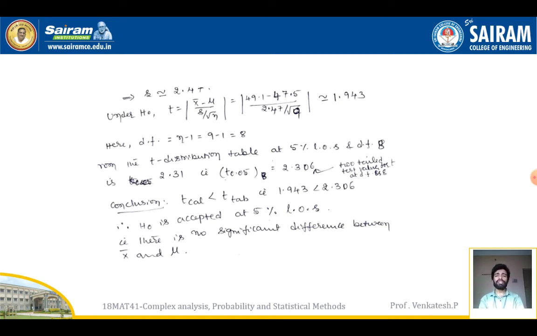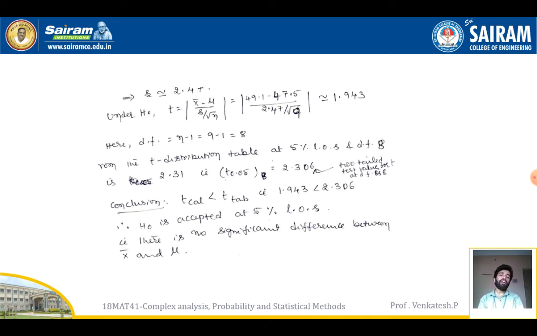Now I can replace all these values in the t distribution formula under H0. I'm using the null hypothesis, since I took it that the actual mean is exactly equal to 47.5. So t is equal to x bar minus mu divided by s by square root of n. That is, 49.1 minus 47.5 divided by 2.47 by square root of 9. On simplifying this, I got 1.943. Since n is equal to 9, we have 8 degrees of freedom.